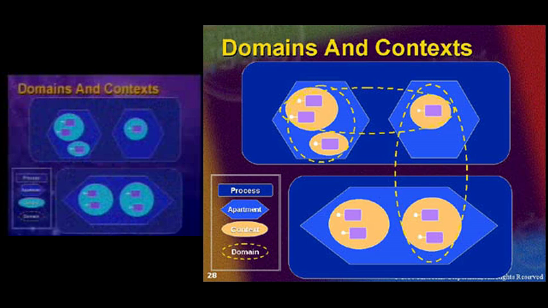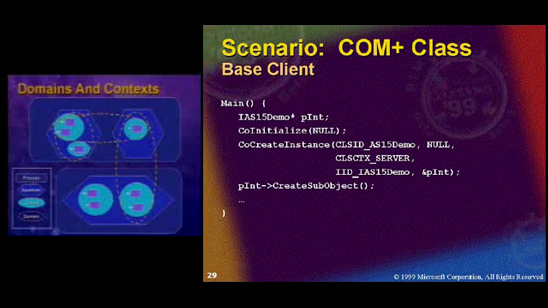So here's a diagram of what I'm trying to talk about. We have processes, there are apartments in the process. Contexts live within a particular apartment because one type of domain is an apartment. You can have multiple contexts within an apartment, and you can have domains that are within one apartment, within one process, or across process boundaries, or across machine boundaries. Now you're probably really confused, because I think I just confused myself.